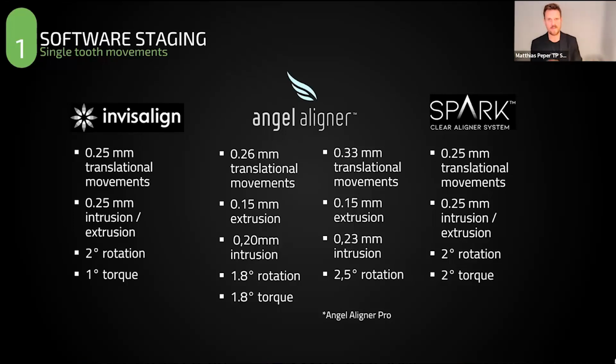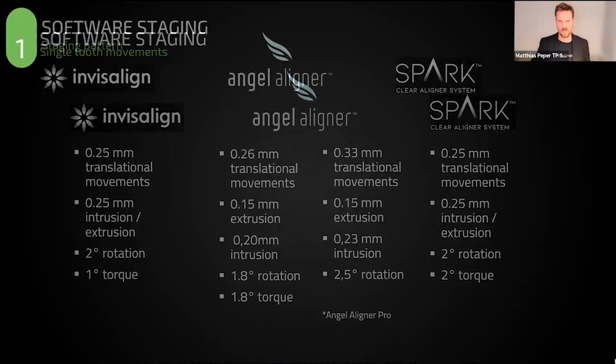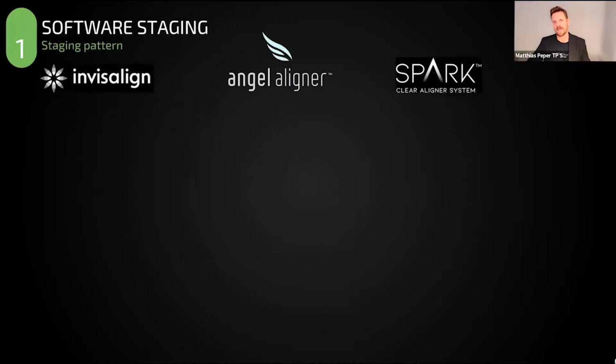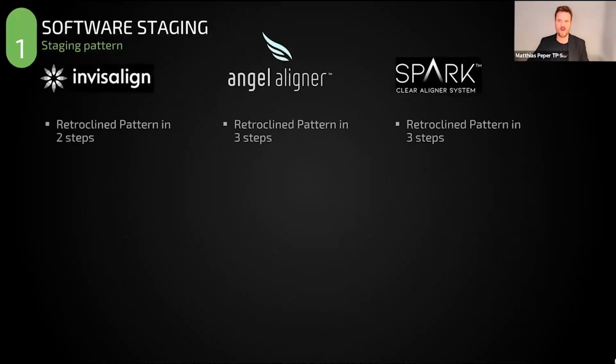But now, in the next slide, it really becomes much more interesting, because what we can see is that for the different systems, we also have different ideas of all the different staging patterns. Invisalign, at this moment, changed the retrocline pattern protocol to a two-step protocol. That means we have proclination, and then we combine intrusion and retraction.